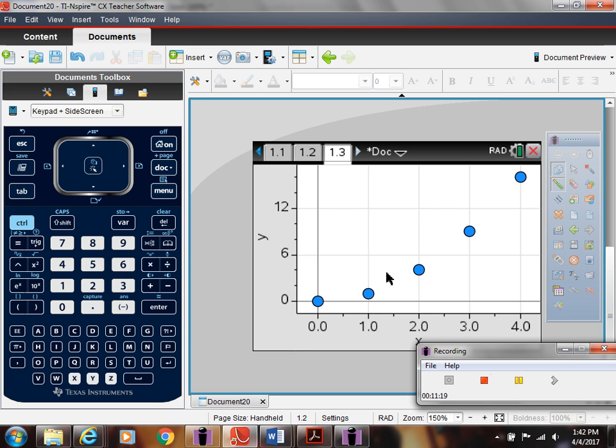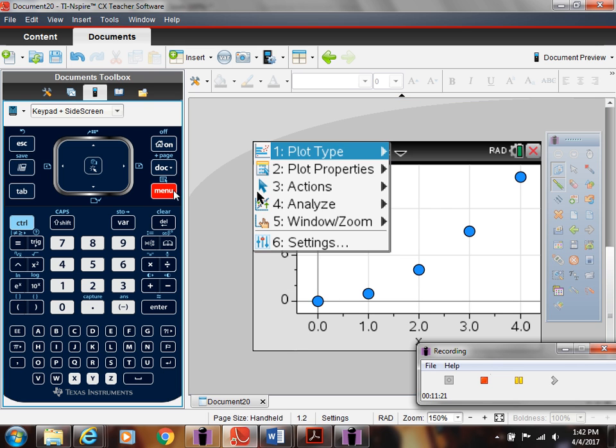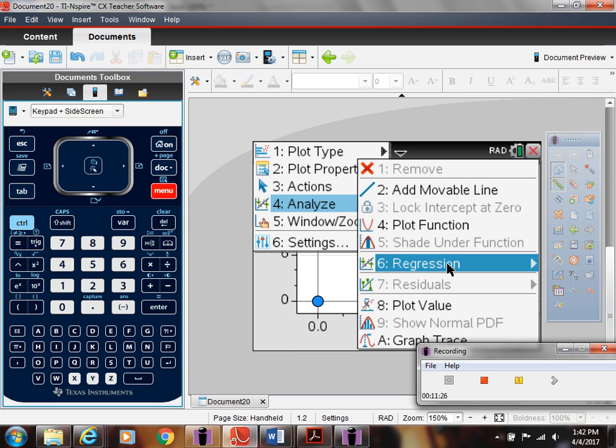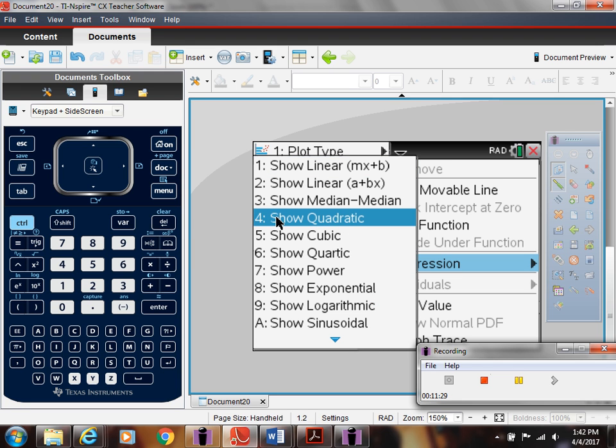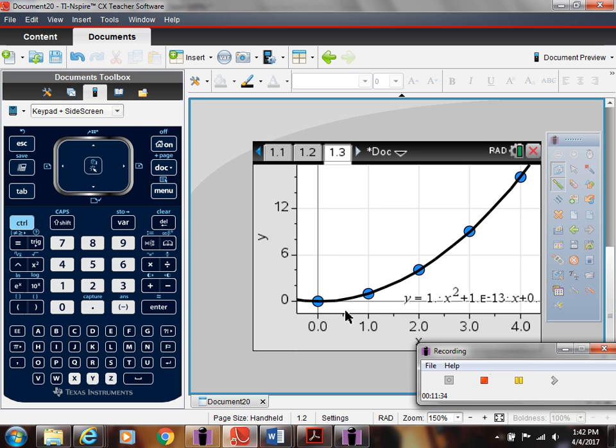So let's try quadratic, because we know it could be that one. So go to 4 again, where it says Analyze. And then go to number 6, and let's try quadratic. Number 4, right here, Show Quadratic. Okay, does it connect the points perfectly? Yes, look, it goes right through the middle of all the points, nice and pretty. So it's definitely a quadratic.